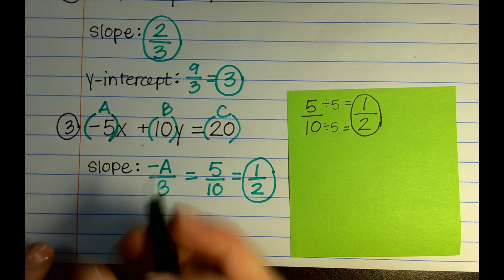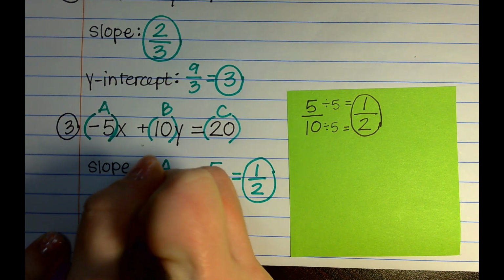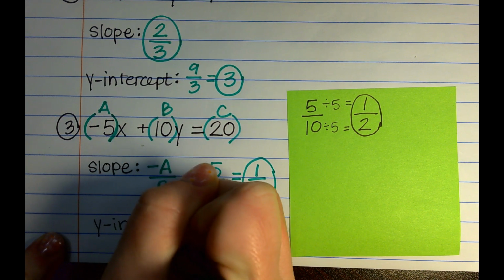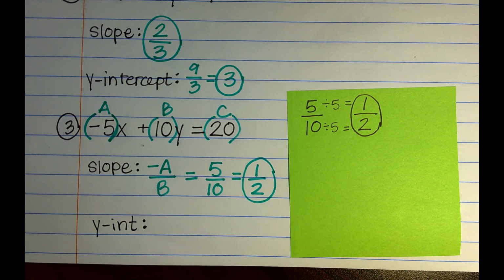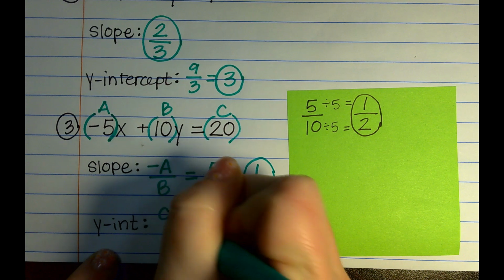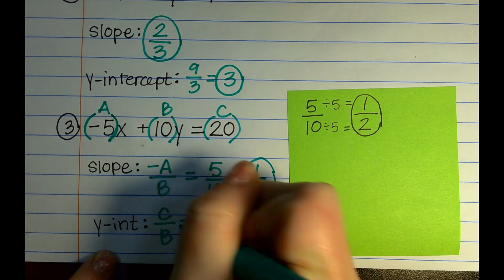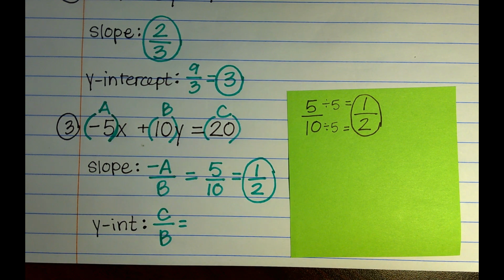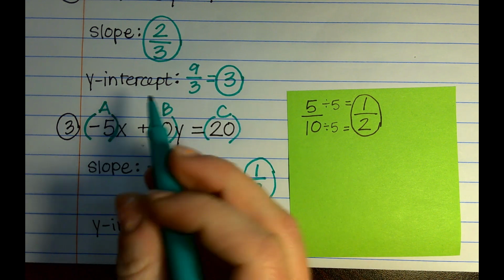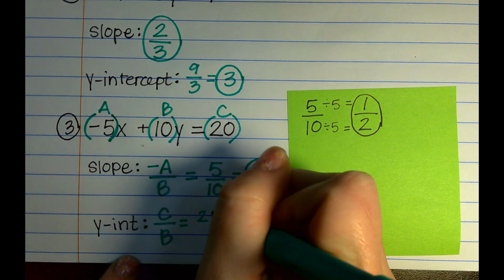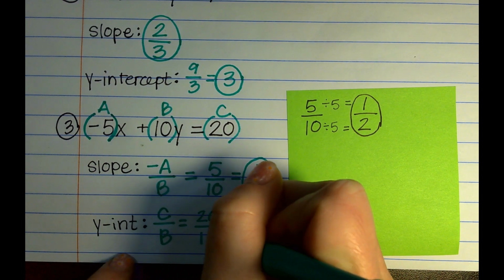Okay, let's look at our y-intercept then. So our y-intercept, what letters are we using to find that? C and B. Good, C over B. So what number should I plug in? 20 over 10. Good, 20 is C, 10 is B. So 20 over 10.